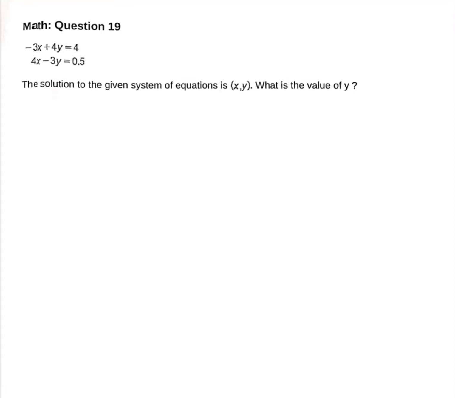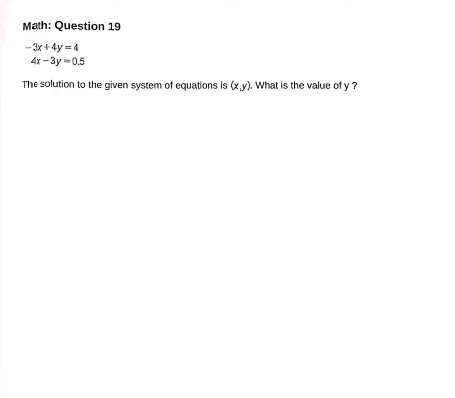So this is question 19, and we're given a system of equations, and it's asking us to find the y value of the solution. So when you're given a system of equations, you're almost always going to use the method of substitution, which is when you solve one of the equations for either x or y, depending on what it's asking for. In this case, we're being asked for y, so we're going to solve for x, substitute that into the second equation, or the other equation, and solve for y.